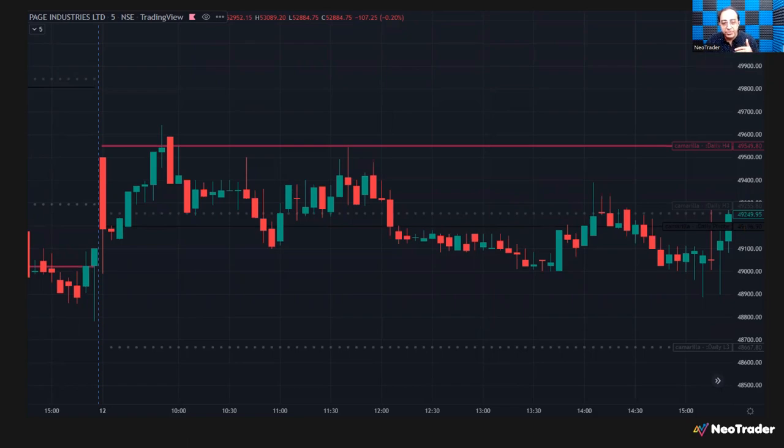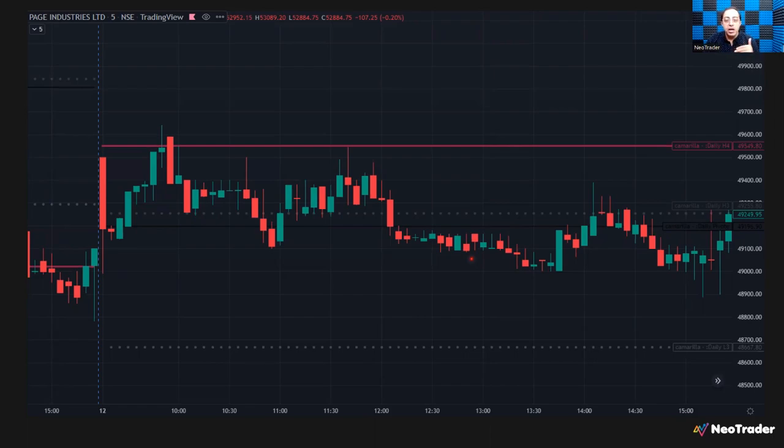H4 on the upside and L4 on the downside. So basically, we are concentrating on higher levels. Based on the design of the Camarilla pivot, the H4 and the L4 are important trigger points.